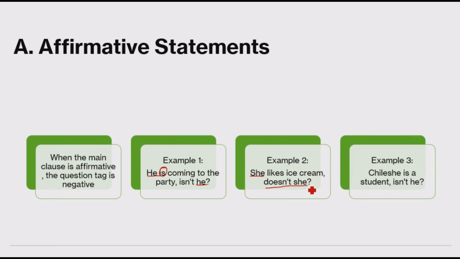Example 3, Shileshe is a student. That's a positive affirmative statement. Then the question tag should have a negative connotation. So it will be isn't he? So we are assuming Shileshe is a man. Shileshe is a boy. So because he's a boy, the pronoun is he. So it becomes isn't he, because he is a present tense. So if Shileshe was a lady or a girl, the question tag was going to be isn't she. That's how you use question tags using the positive affirmative statements.